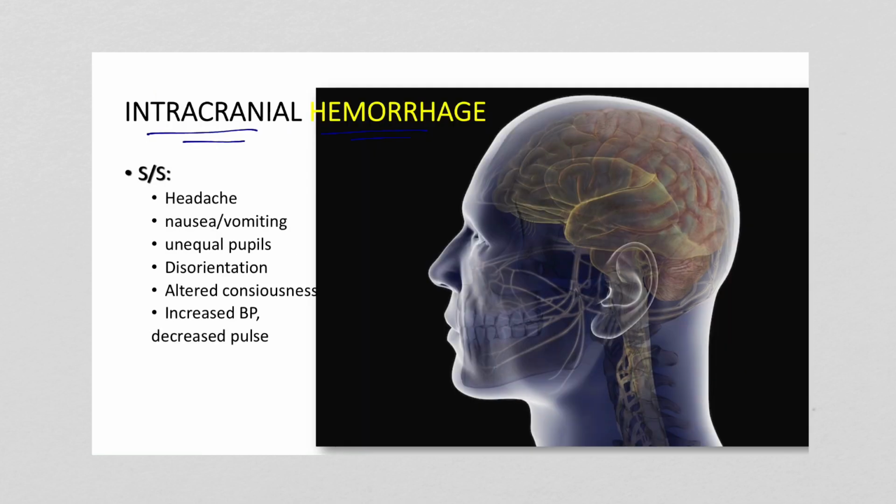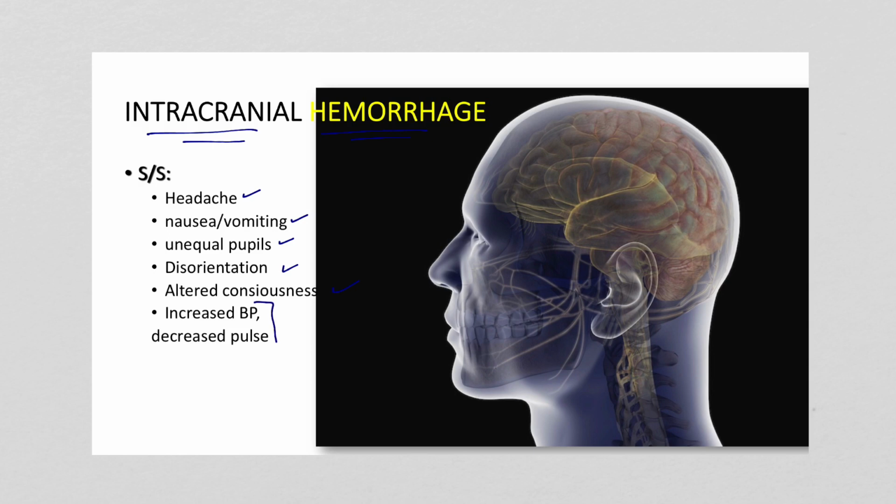So let's talk about the signs and symptoms. Your patient's going to report a massive amount of headaches. They might be vomiting depending on how much blood is in the actual area. Oftentimes we see patients who have anisocoria, so unequal pupil sizes, right? That's always associated with a traumatic brain injury. Disorientation, altered levels of consciousness.